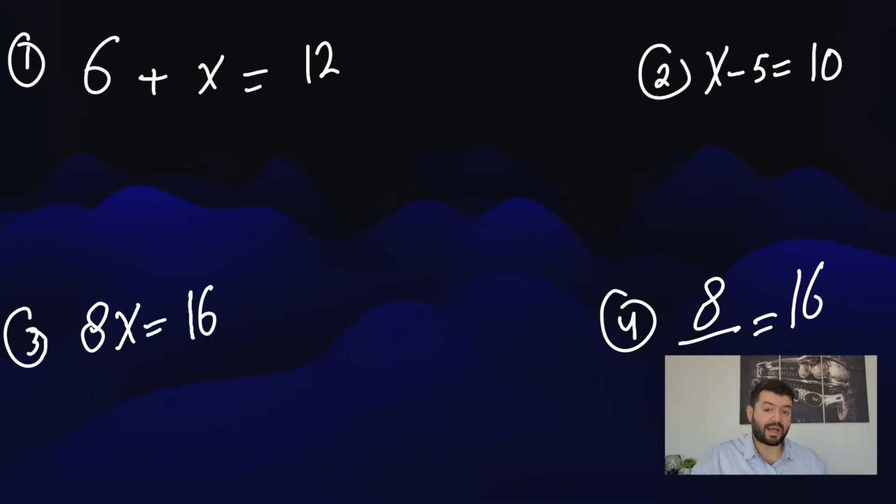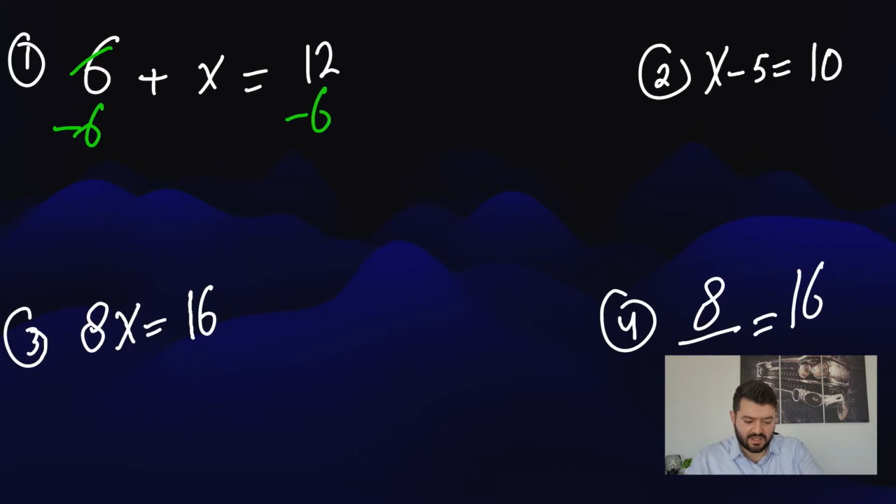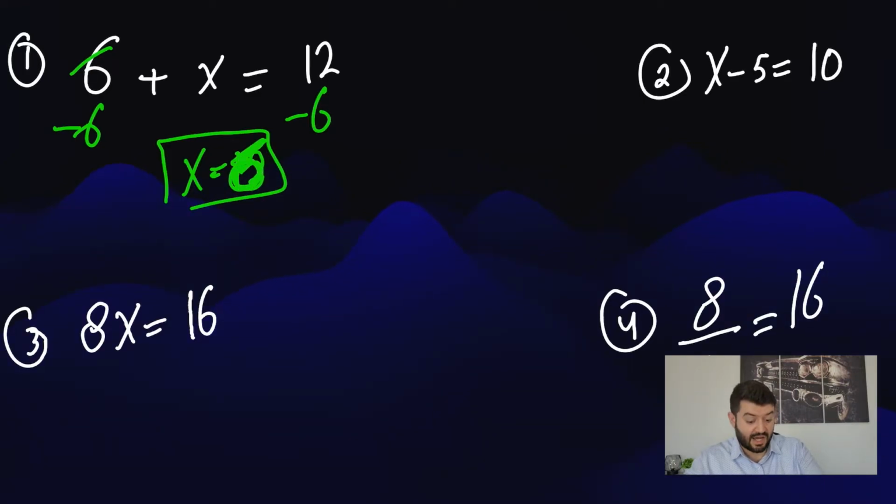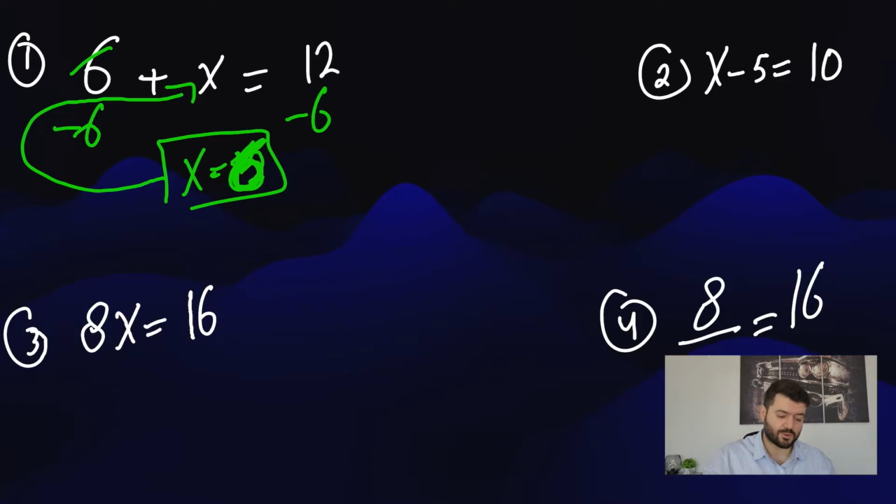I'm going to keep x by itself, like we have mentioned. Since we have addition, I'm going to subtract 6 from both sides. I end up having x equals 12 minus 6, x equals 6. How do I check? Put the 6 back into the equation. I'll end up having 6 plus 6 equals 12.